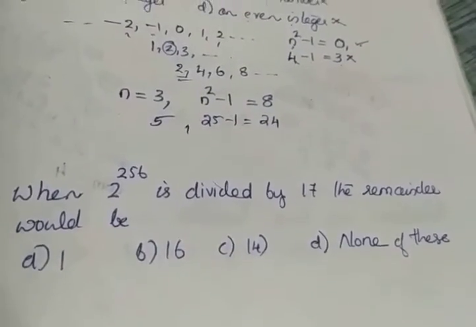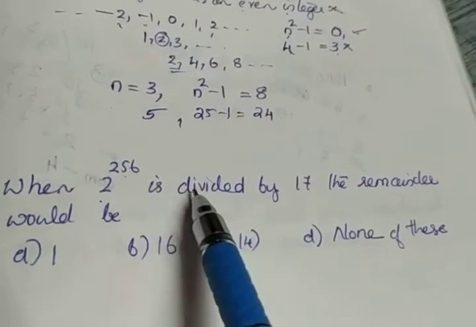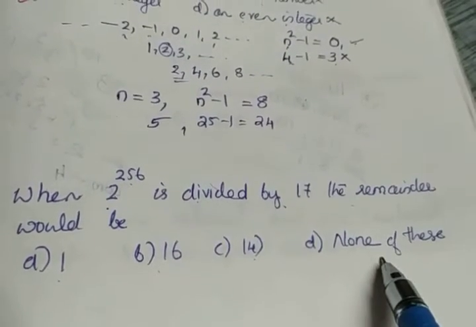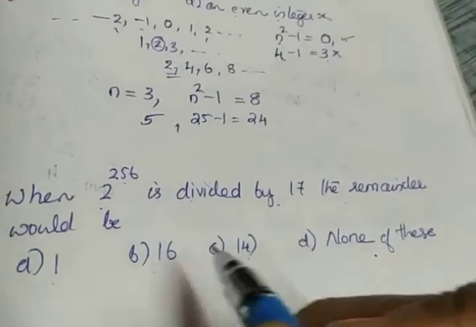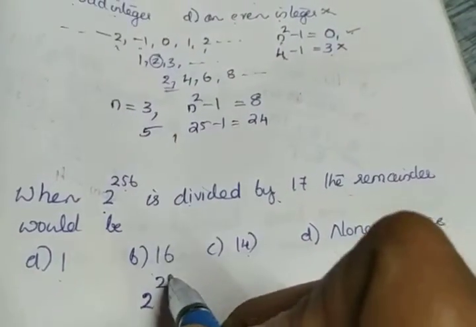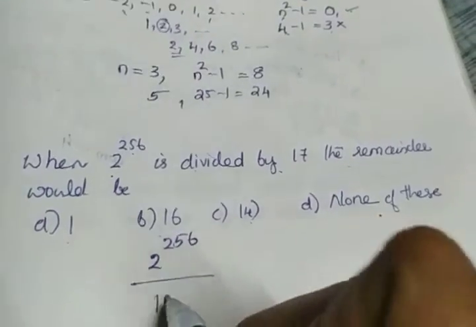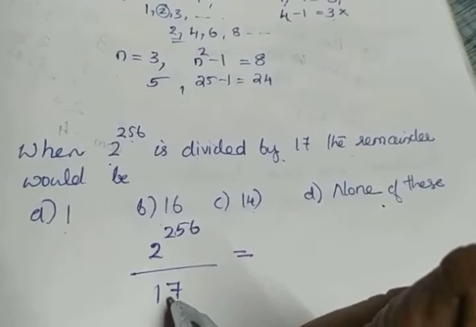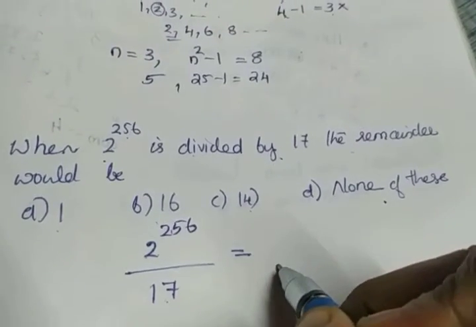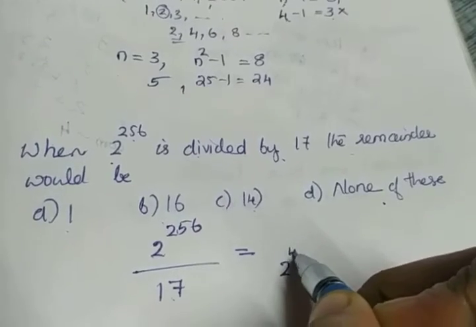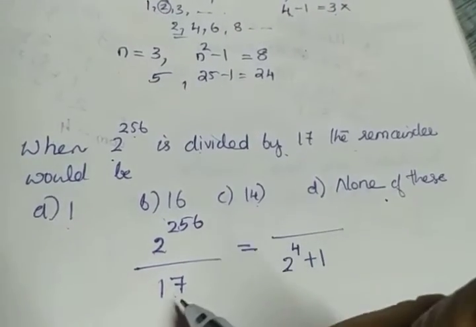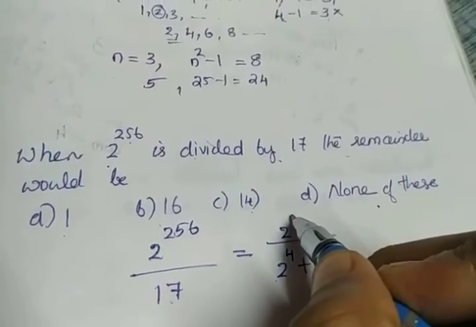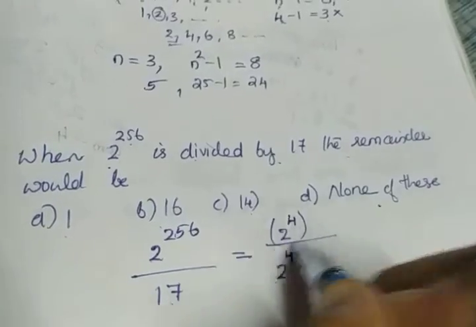Moving to the next one. When 2 raised to 256 is divided by 17, the remainder would be 1, 16, 14, none of these. So what you have to do here is 2 raised to 256 divided by 17. Here the numerator is 2 raised to something, so convert 17 in terms of 2 raised to. It can be written as 2 raised to 4, which is 16, plus 1. Since we converted 17 as 2 raised to 4, here also you convert 2 raised to 256 as 2 raised to 4, the whole raised to some number.